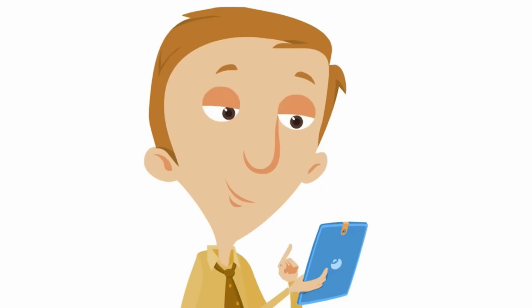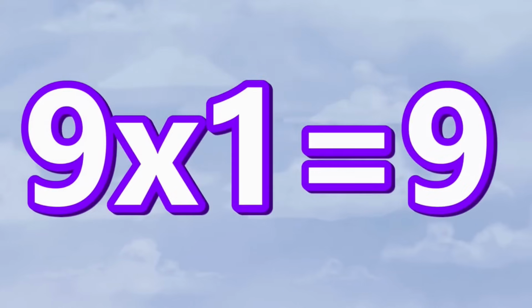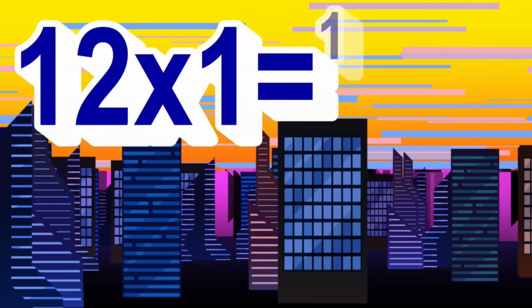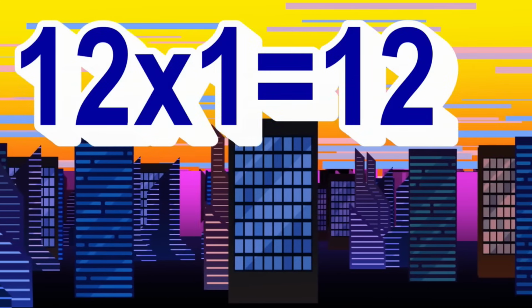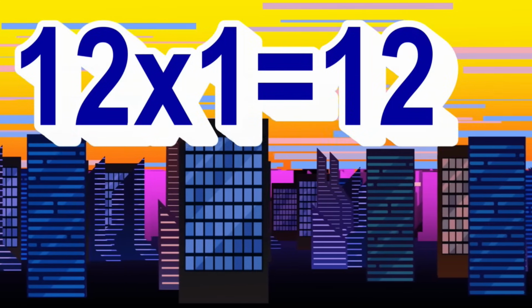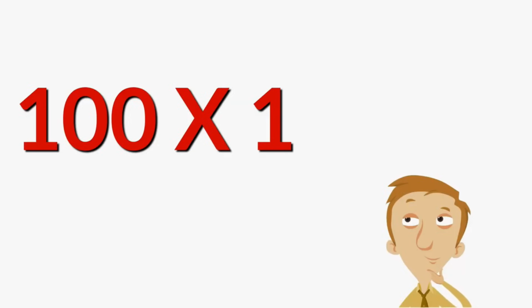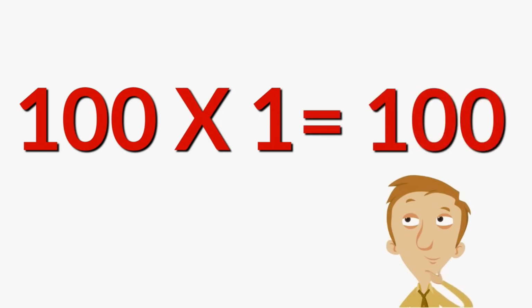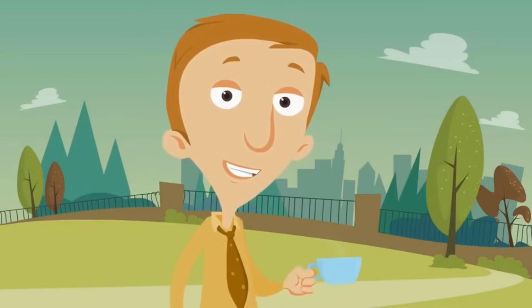For example, 9 times 1 equals 9. It's 9 just one time. 12 times 1 equals 12. It's the number 12 one time. 100 times 1 equals what? 100. It's 100 just one time. Great.